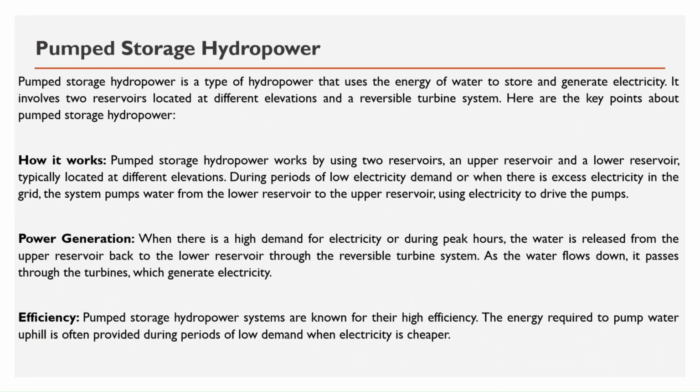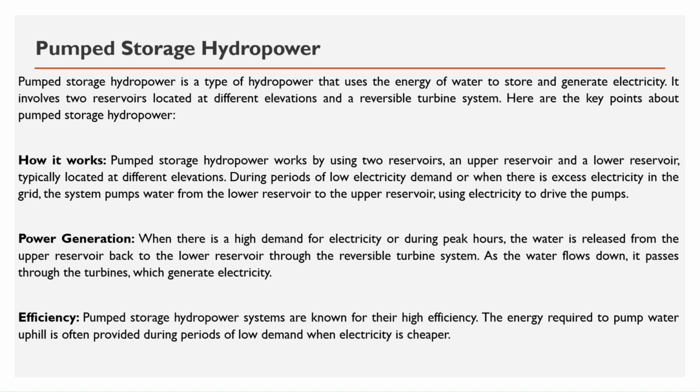Pumped storage hydropower. Pumped storage hydropower is a type of hydropower that uses the energy of water to store and generate electricity. It involves two reservoirs located at different elevations and a reversible turbine system. There are key points about pumped storage hydropower. How it works: pumped storage hydropower works by using two reservoirs, an upper reservoir and a lower reservoir, typically located at different elevations. During periods of low electricity demand or when there is excess electricity in the grid, the system pumps water from the lower reservoir to the upper reservoir using electricity to drive the pumps.